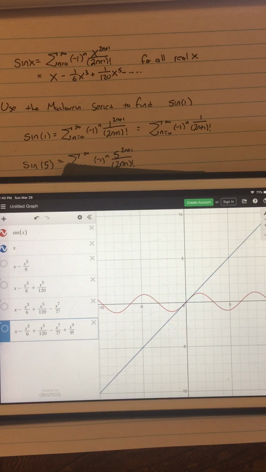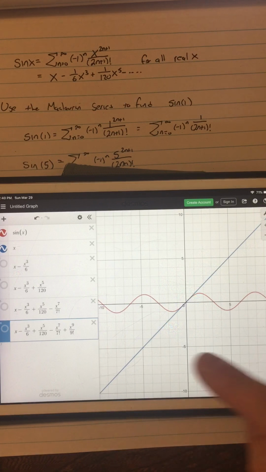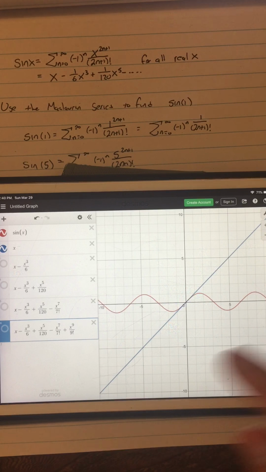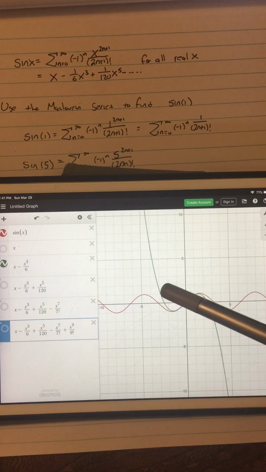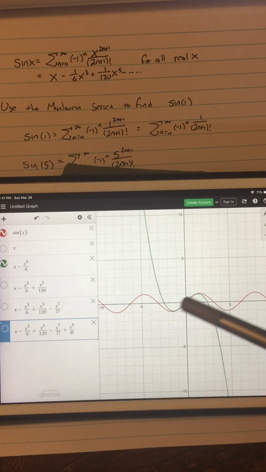Here's our first term. So it doesn't look very much like sine, but it is at least tangent and shares the same y-intercept. Then if I go to the next two terms of the series, here's two terms of the series. So look, it's a cubic, so it can have two turning points, and they sort of match where the max and min of the sine are.